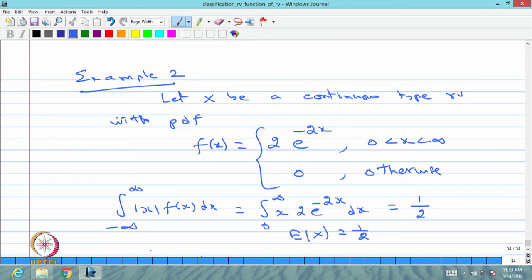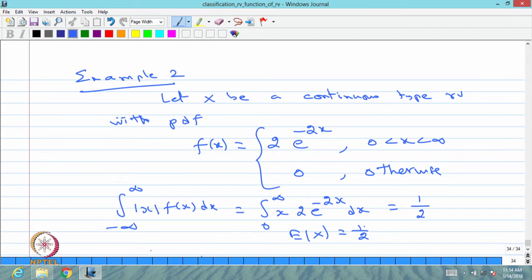Later we are going to say this random variable is exponentially distributed with parameter 2, which we will discuss later. The expectation of an exponential distribution random variable is the reciprocal of the parameter. So here the parameter is 2, and the expectation is 1 divided by 2. It's the expectation for the random variable. We can go for one more example.